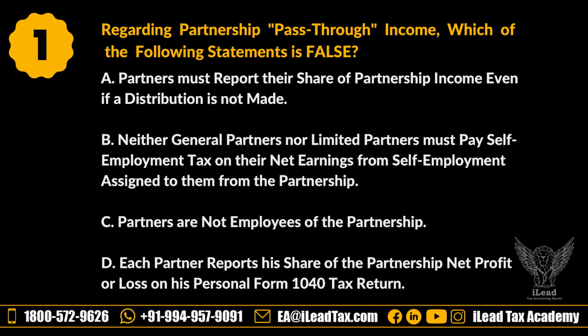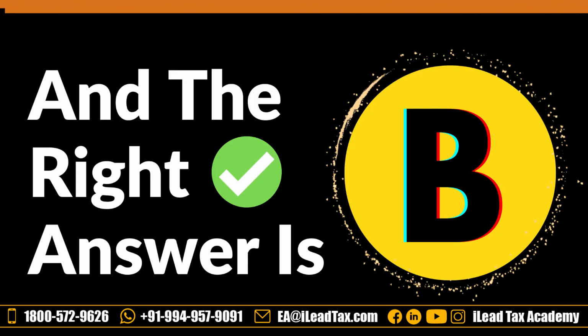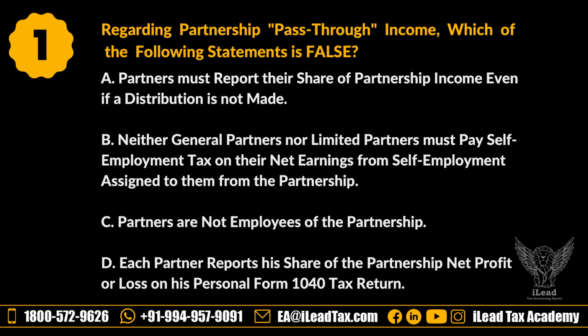Let's see what is the answer. The answer is B. Let's see why the other three answers are wrong. Option A, the statement is true. Partners are required to report their share of partnership income on their individual tax return, whether or not a distribution is made. So, partnerships are pass through entities, which means that profit and loss is passed through to the partners, regardless of whether the partnership distributes cash to the partners. So, option A statement is correct.